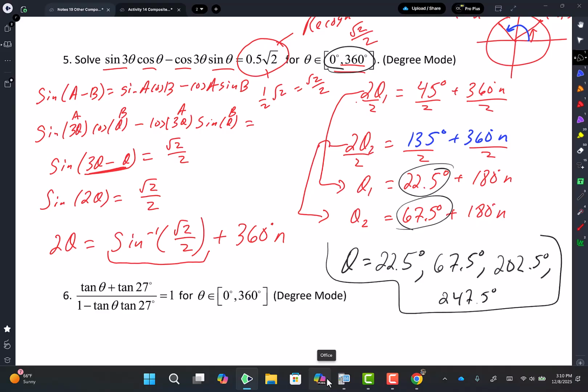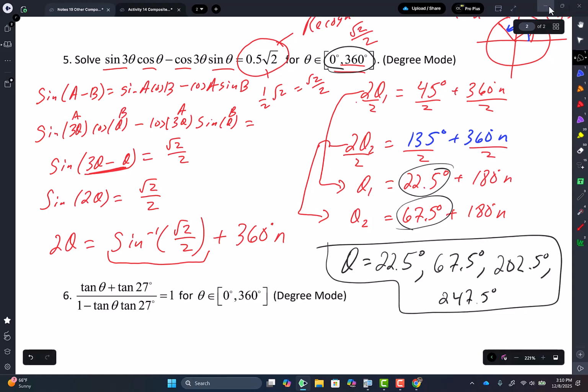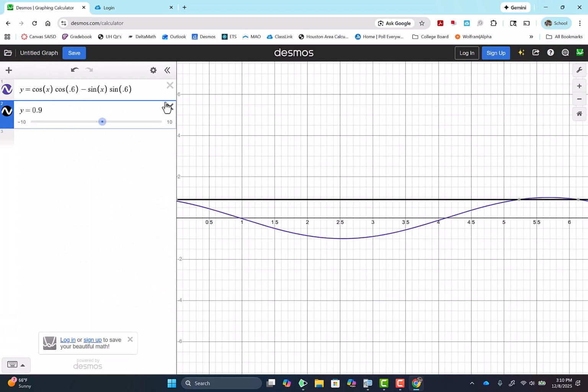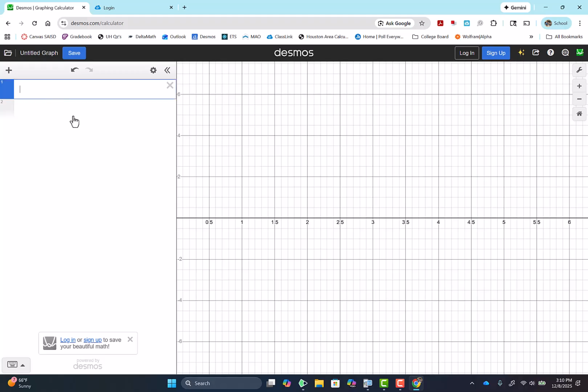There it is. I would check it. How do you check it? The same way we've done all of these, either Desmos or a calculator. Since I have Desmos already here, I'll just type it. Hook me up with the original, and I'll change it right now to degree mode. Sine 3x cosine x minus cosine 3x sine x.